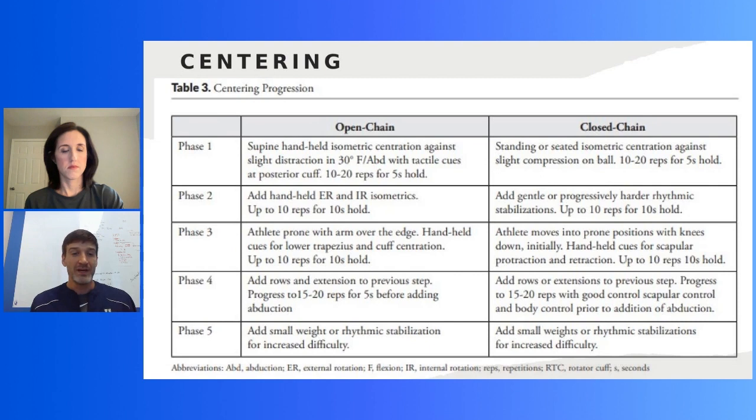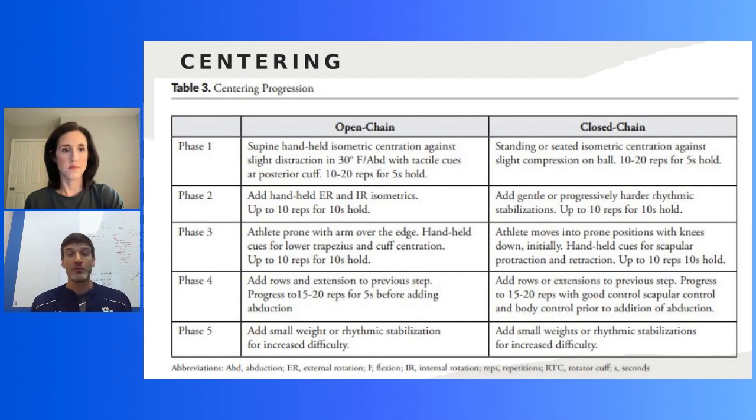So we supply a table that goes through the open and closed chain progression of centering so that your athlete can function in both ways. Some athletes do better with centering in closed chain. Some athletes do better with open chain. So we wanted to make sure we provided examples of how to get through those as well.